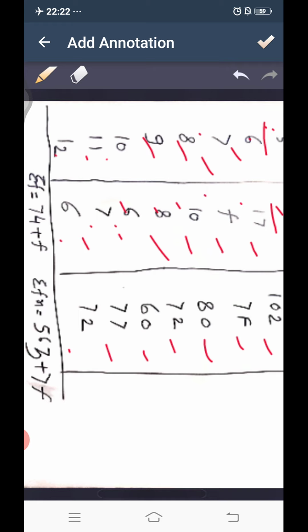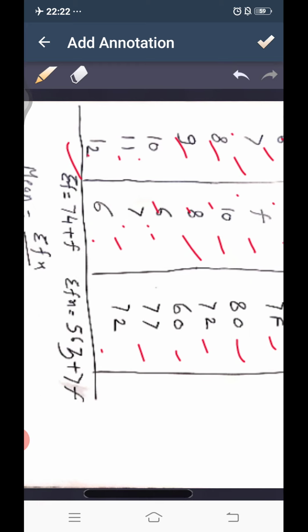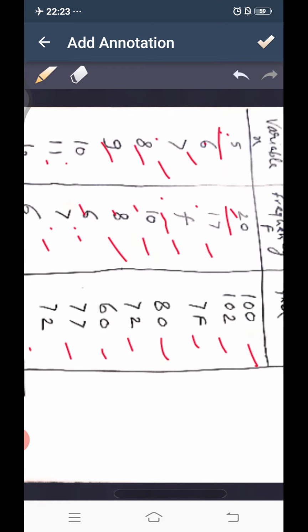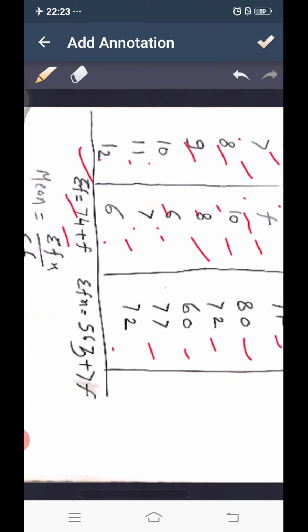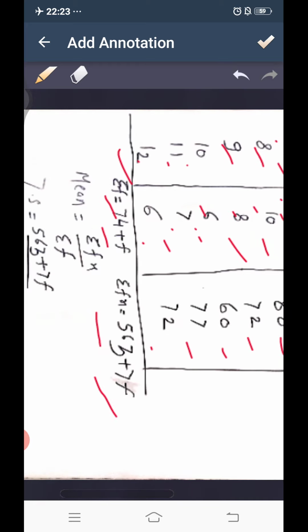Then we will find out sigma f. Sigma f means sum of frequencies. So numbers we will add. The sum of the numbers we are getting is 74, and f is also there, so we write it plus f. Similarly, here also we will add 100, 102, 80, 72, 60, 77, 72. So we get 563, and 7f, which we did not add, so we write it plus 7f. So we have got sigma fx and sigma f.